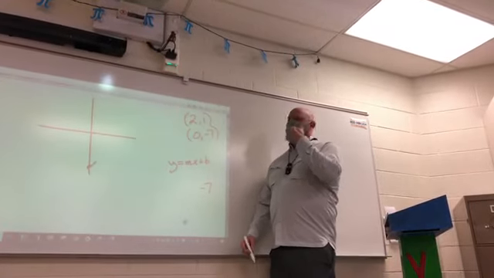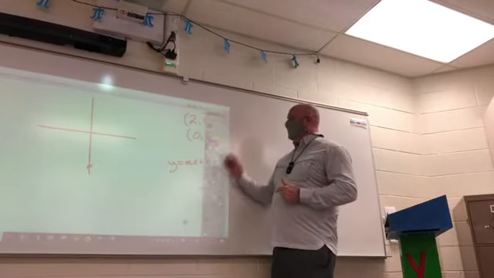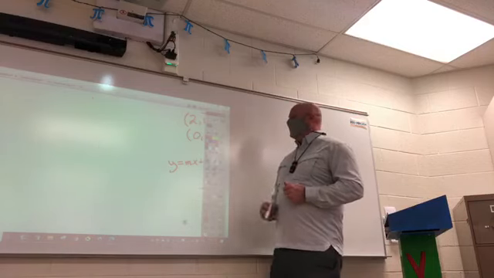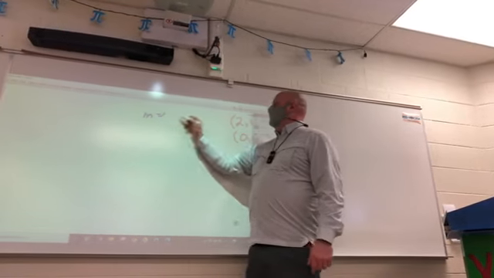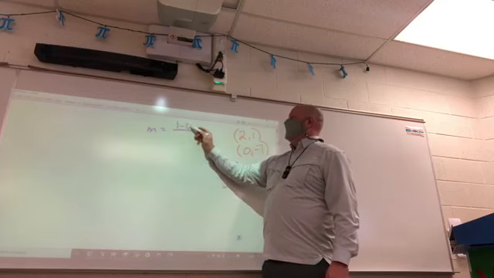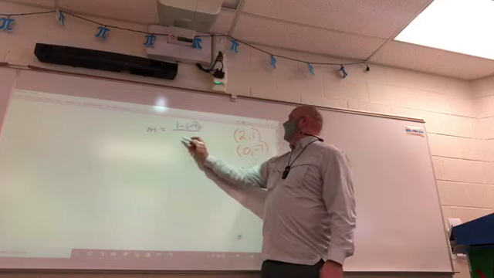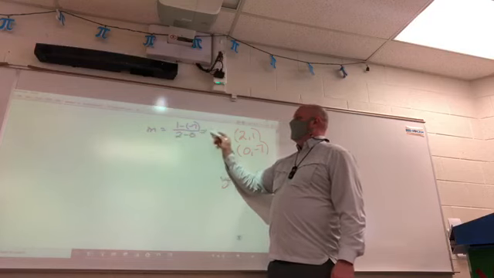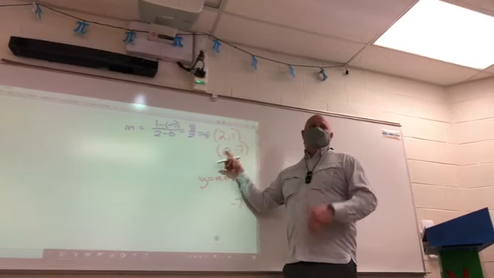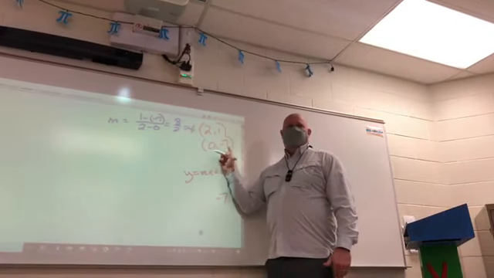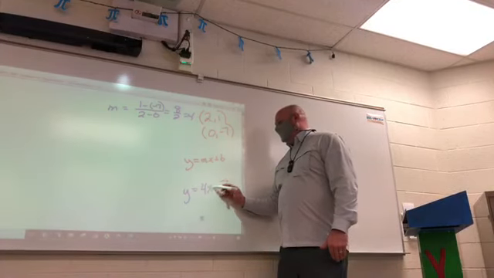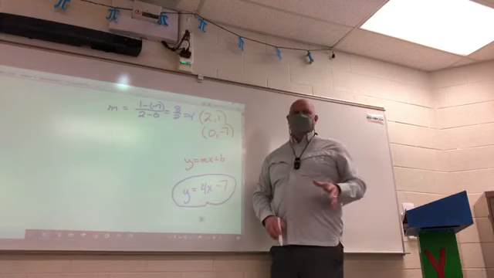Now, if you don't realize that, it's okay. You can still do it one of the other two ways after you find the slope. So the slope, we're going to do y1, so 1 minus a negative 7, or 1 plus 7, over 2 minus 0. So you get 8 over 2, or 4. If you recognize that this was your y-intercept, you could be done now and say y equals 4x minus 7, and you could be done.